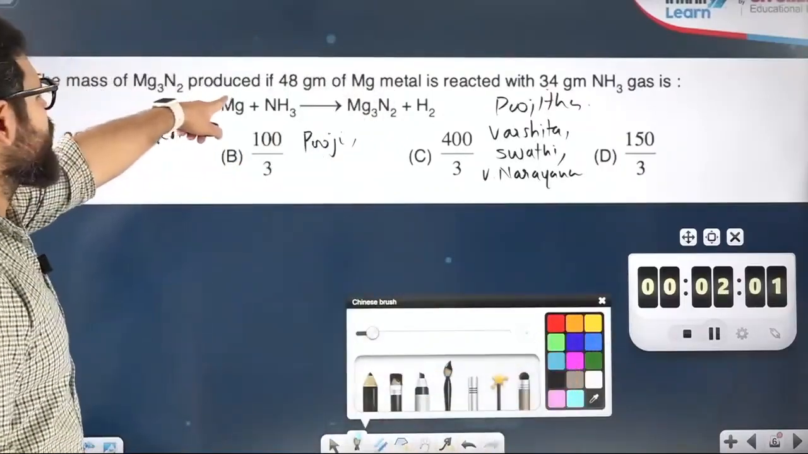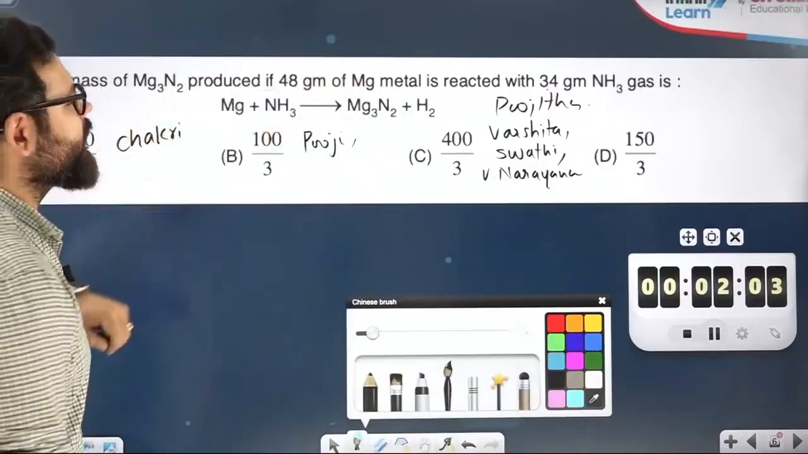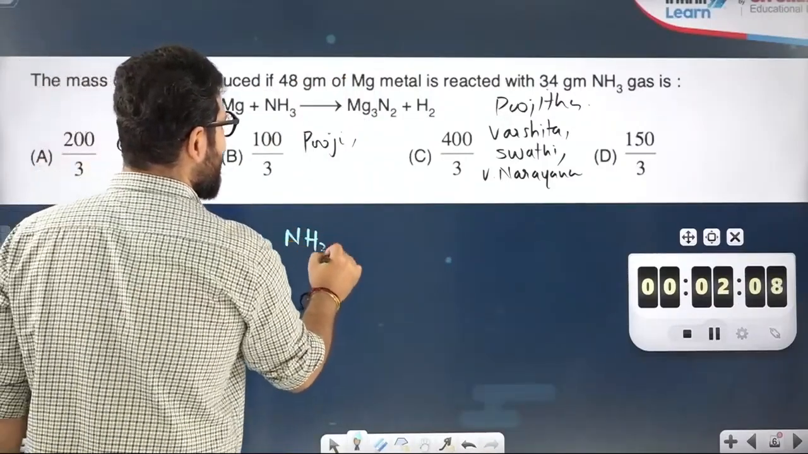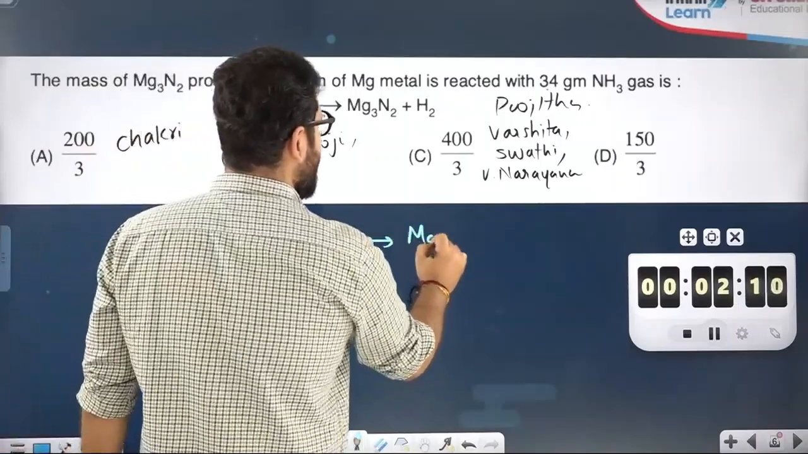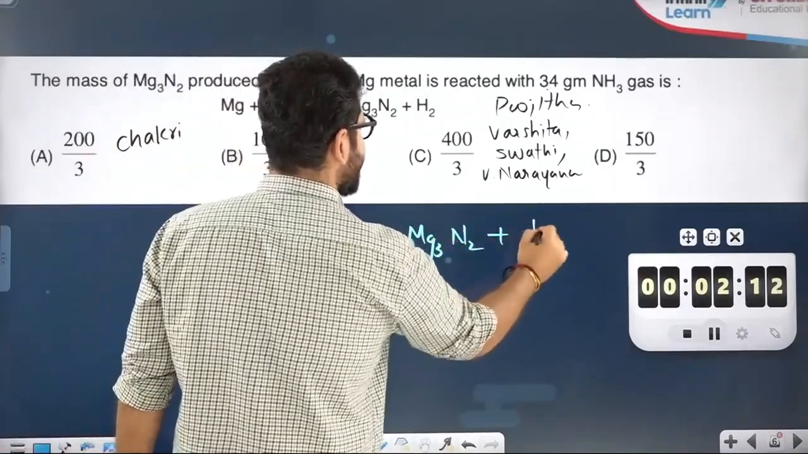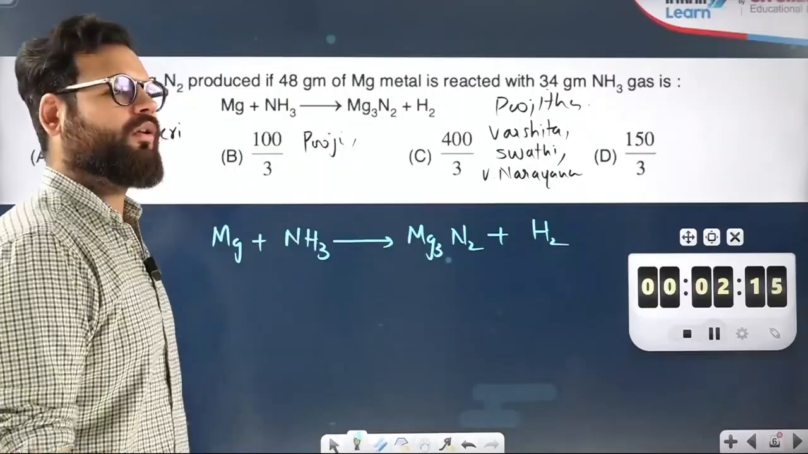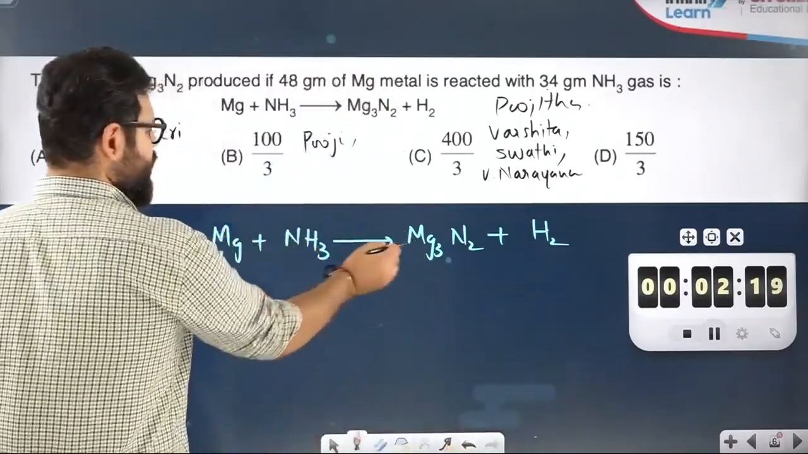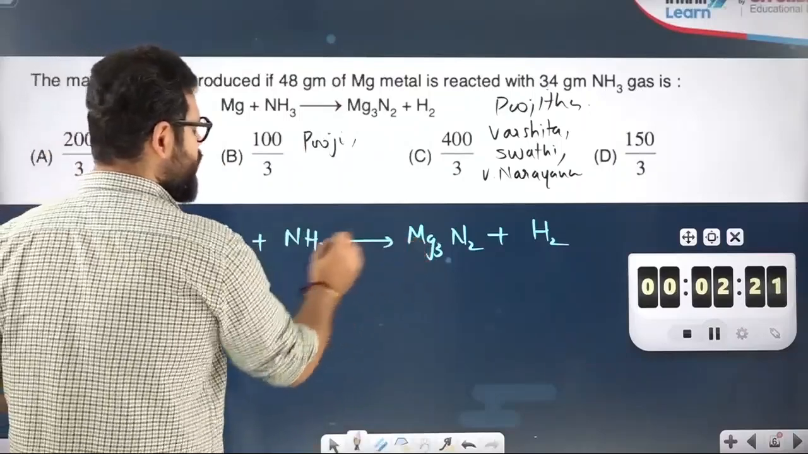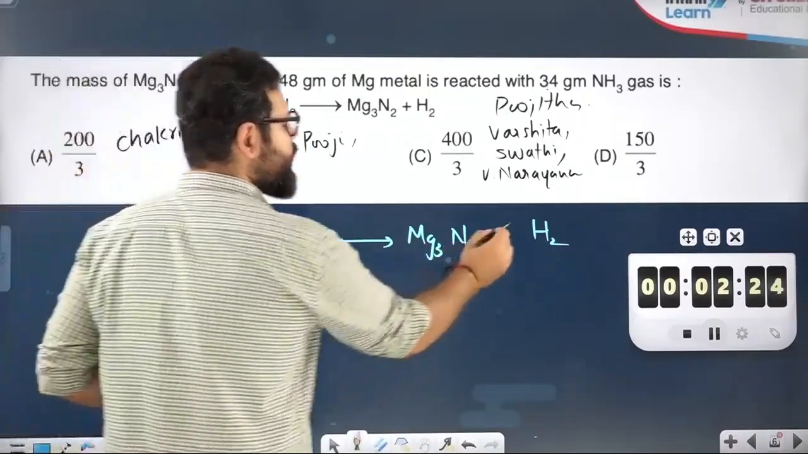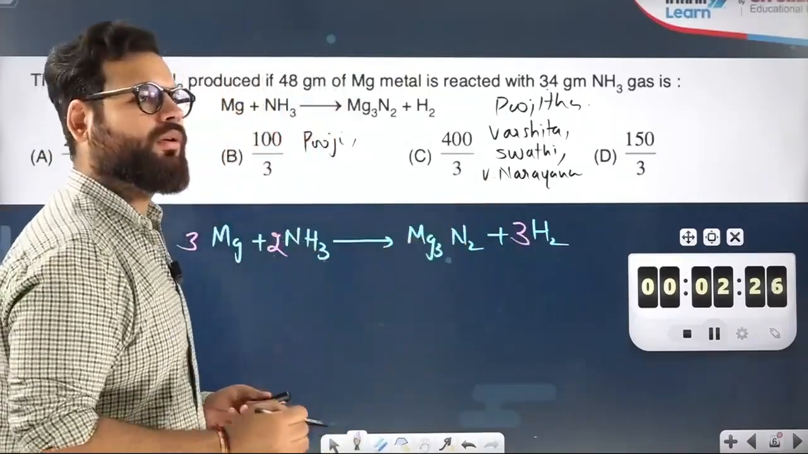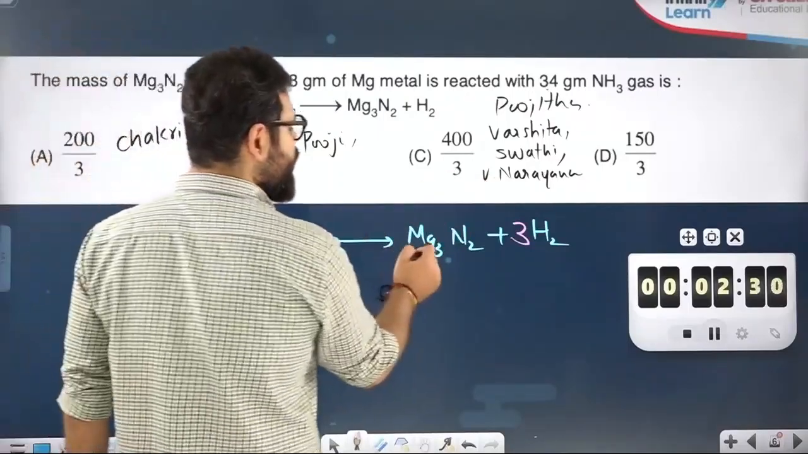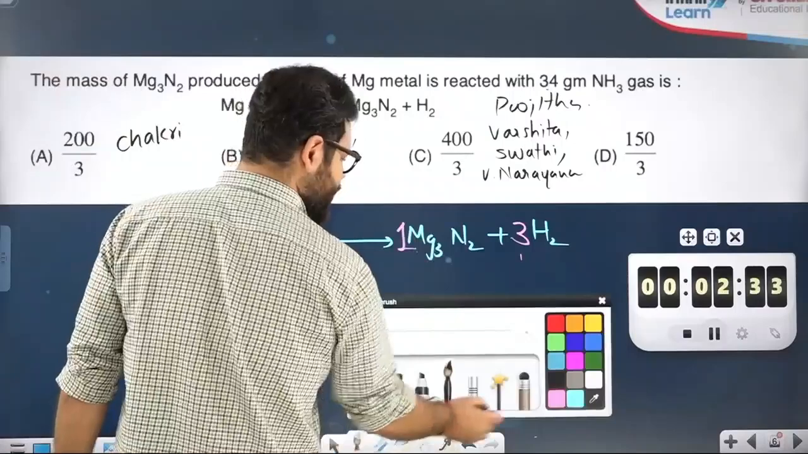Mass of Mg3N2 produced when 48 gram magnesium is reacted with 34 gram ammonia. The reaction is given, magnesium plus ammonia. Did you all balance or not? If you don't balance, you don't get the answer. 3 magnesium, 2 nitrogen, 6 hydrogen, 3 times 2, 6 hydrogen. This is the balanced reaction: 3, 2, 1, 3.